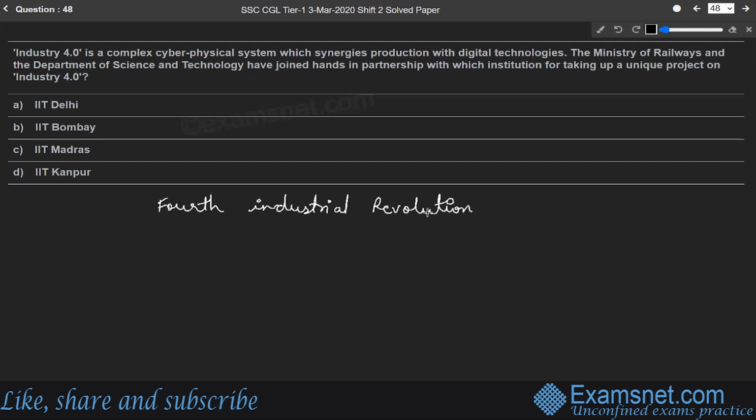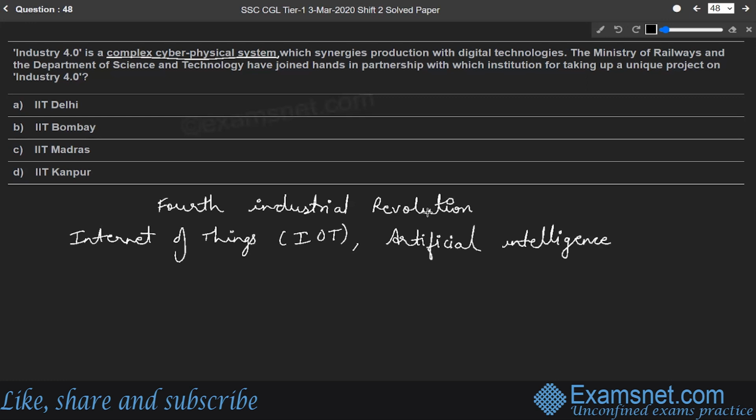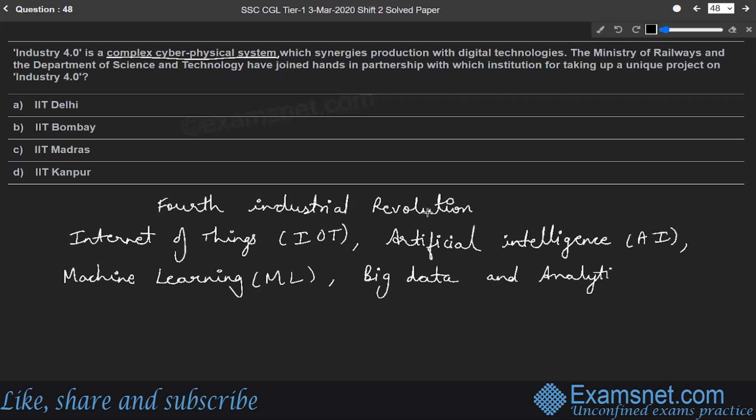As the question says, Industry 4.0 is a complex cyber physical system that synergizes production with various digital technologies, and the digital technologies are Internet of Things, which is referred to as IoT, artificial intelligence, which is referred to as AI, machine learning, which is referred to as ML, and big data and analytics, and cloud computing. These are the various digital technologies.